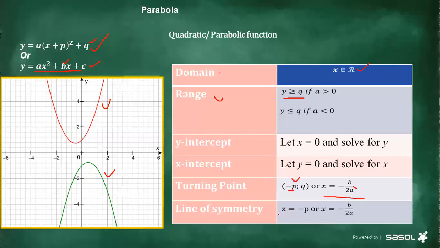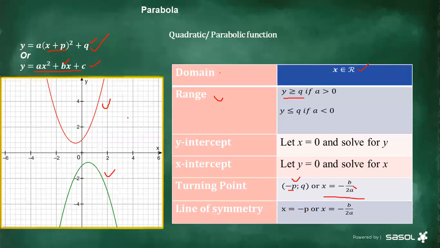Now, the line of symmetry: if you have to determine the equation of the line of symmetry, you take what is inside this bracket, which is x plus p, then equate it to 0 so that we can solve for the value of x. Then you transpose that p to the other side, hence you see x equals negative p.